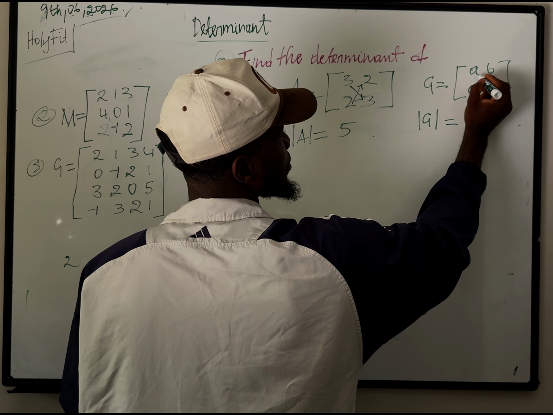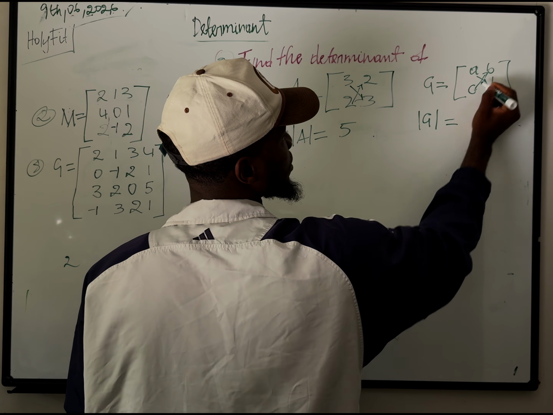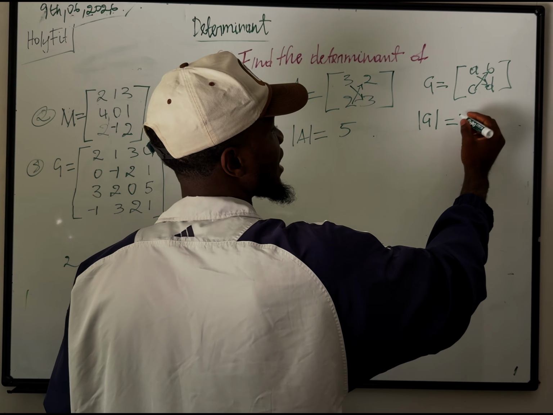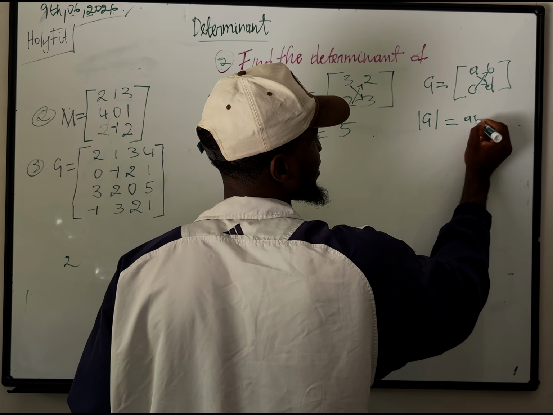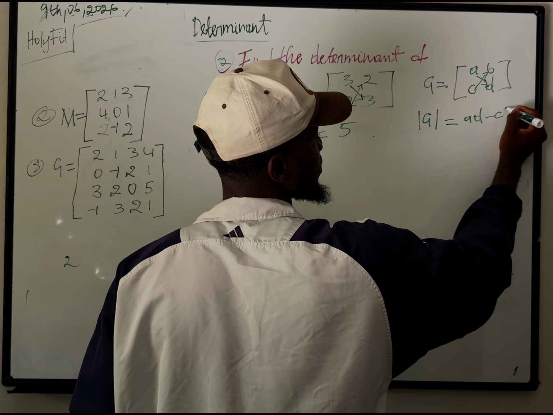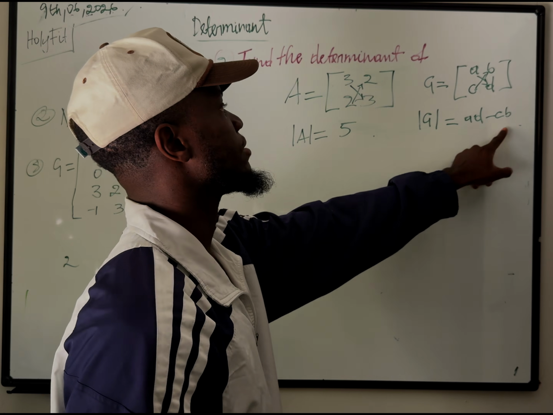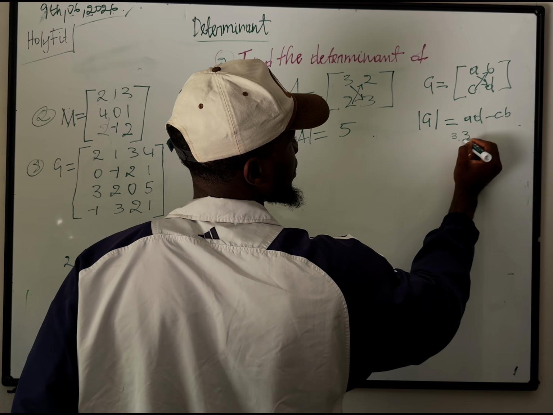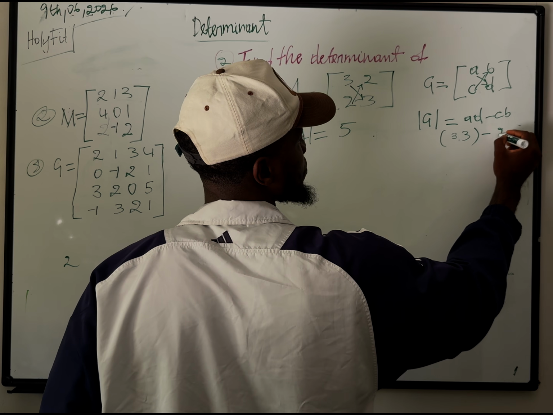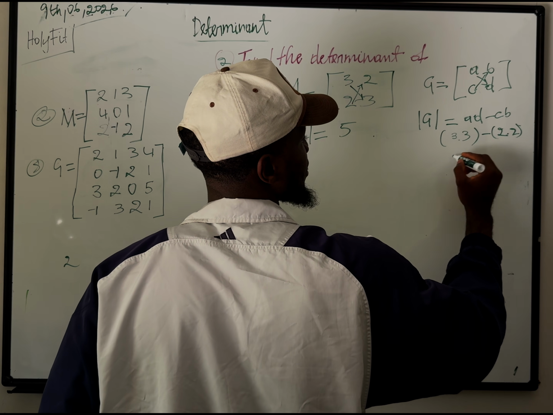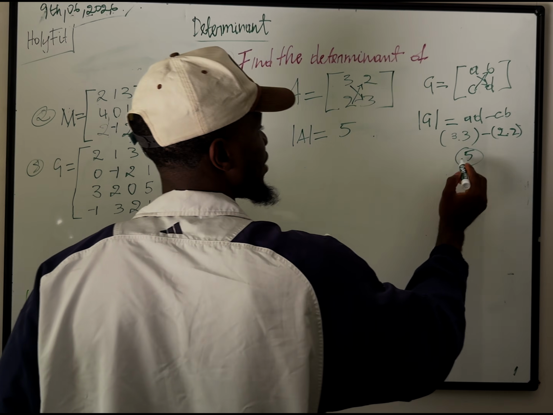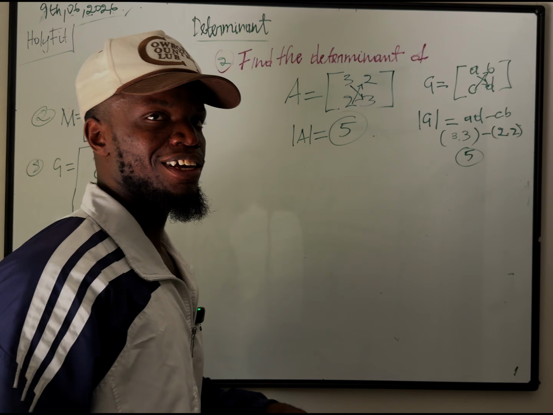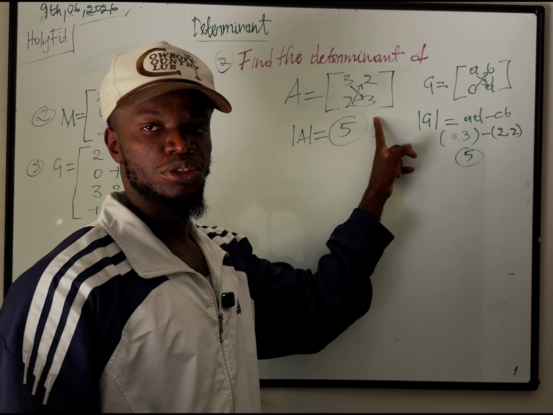determinant is going to be equal to the cross product of this. We take the cross products and deduct them, so we're going to have AD minus CB. And if you apply this to this, you're going to get 5, because we're going to have 3 times 3 minus 2 times 2, and this is equal to 5. So 5 here is equal to the same 5 here. By knowing this formula, you can easily go from solving a 2 by 2 to a 3 by 3.